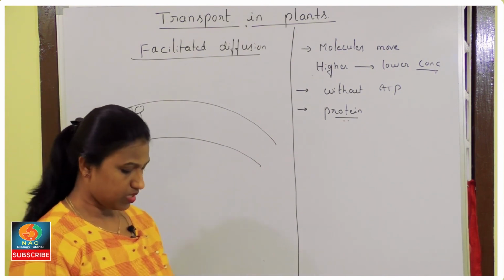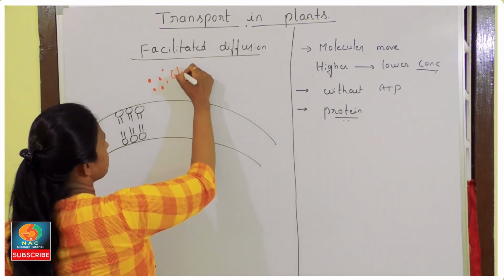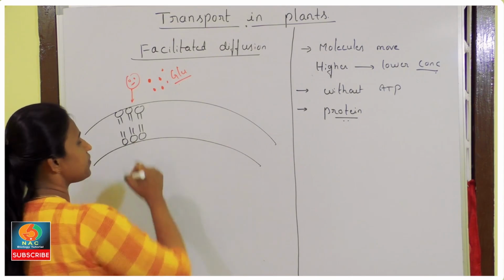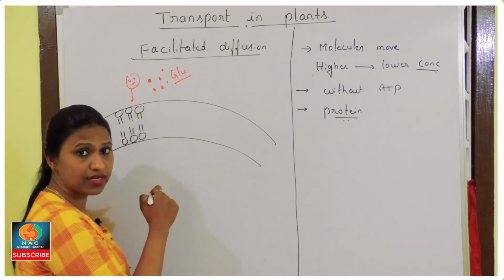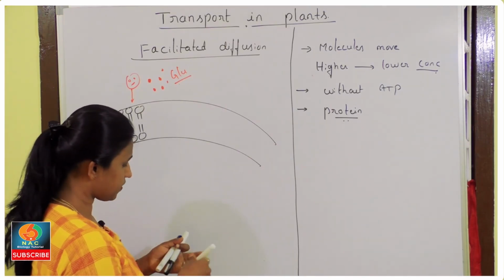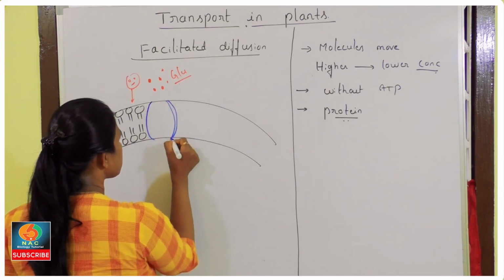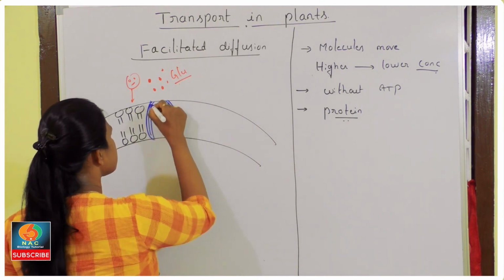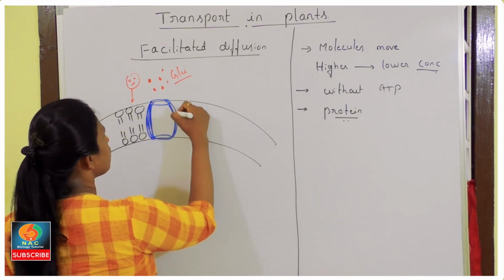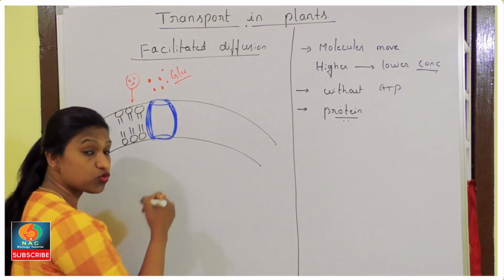Now, I have a glucose molecule. This is what the glucose molecule is. Now this glucose molecule is asking this lipid bilayer, shall I cross this lipid bilayer? But this lipid bilayer is not allowing this. So what happened? Here protein molecules are present. This is the protein. So this protein is having a pathway. Are you getting my point? Through this pathway, it is facilitating this glucose molecule to pass through it.